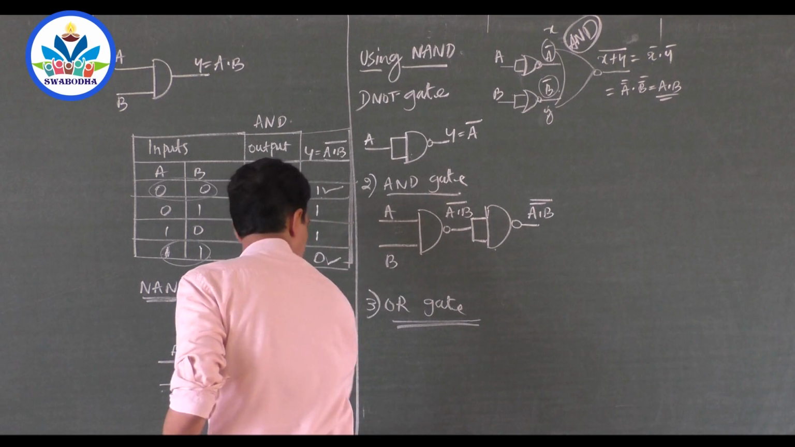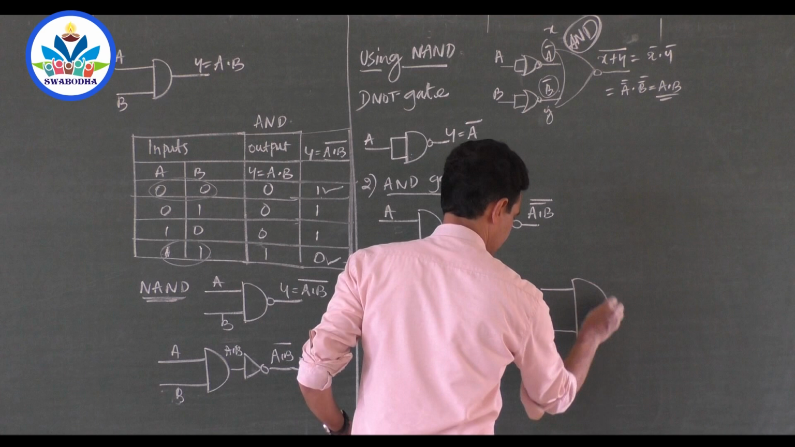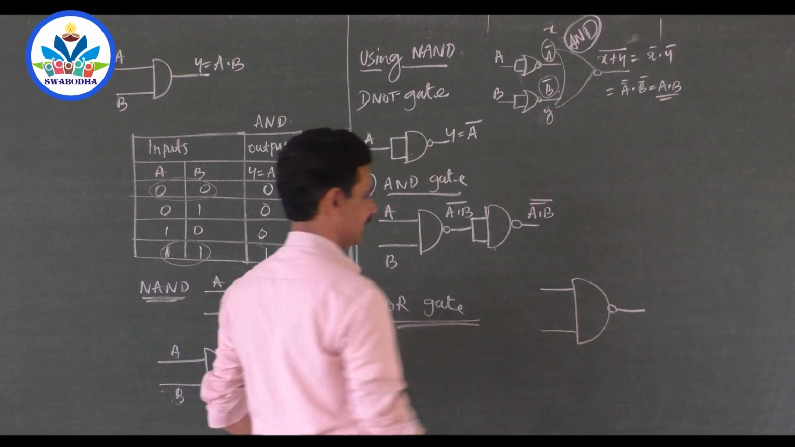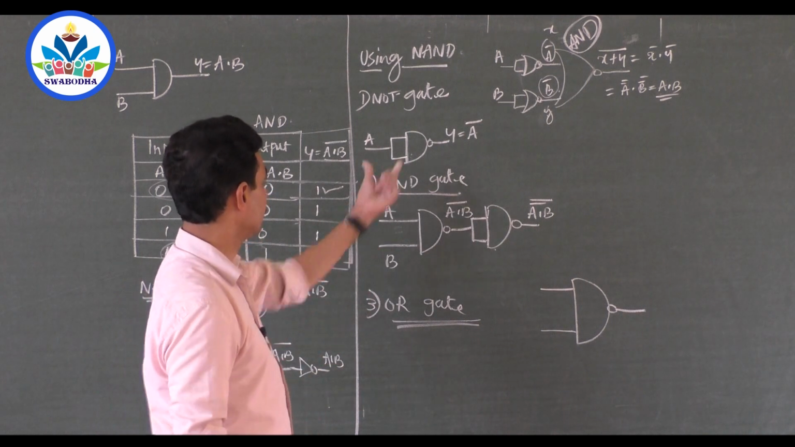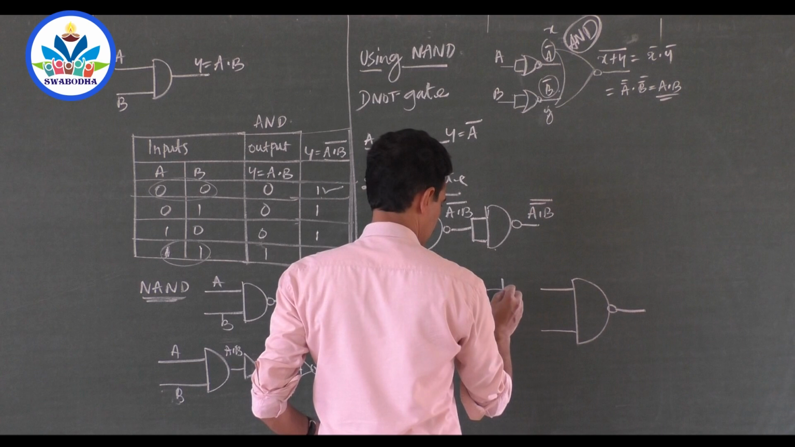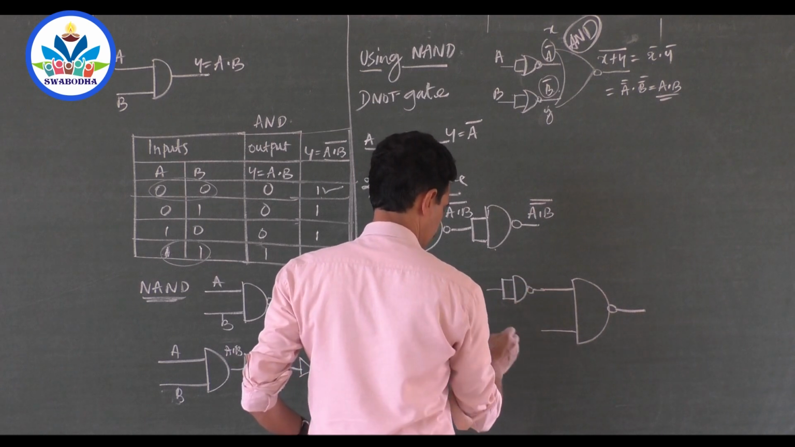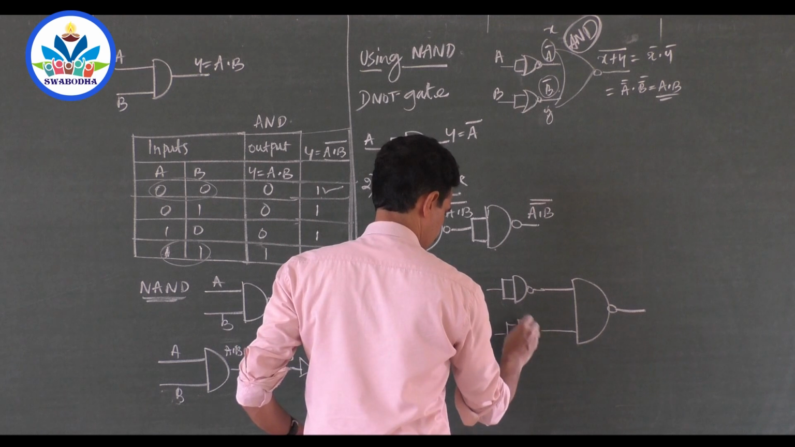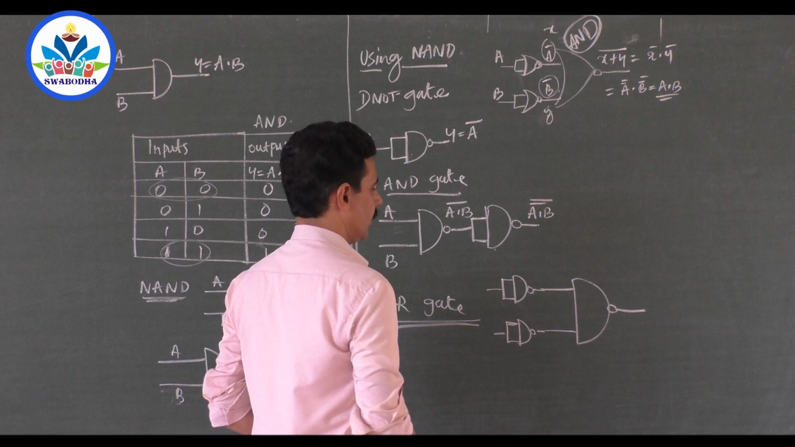I'll write it here. Take a NAND gate, like this. Connect 2 NOT gates to the input. So where are the NOT gates? Here, using NAND gates only. So 1 input, okay, like this. 1 NOT gate, another NOT gate, like this.